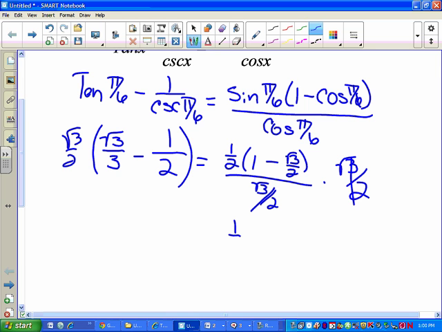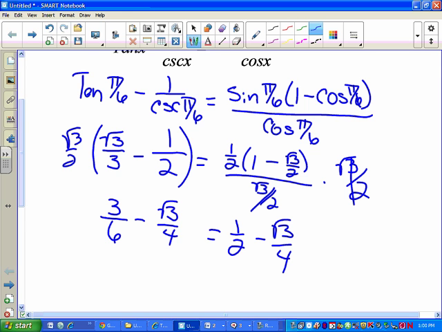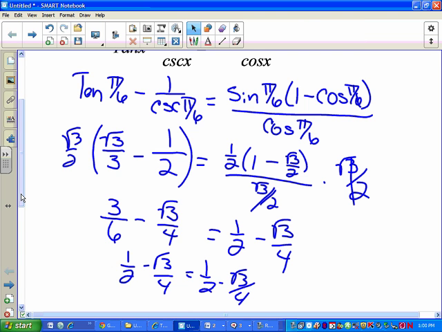You want to distribute? Let's distribute that 1/2. 1/2 minus the square root of 3 over 4 on that side. What happens over here? What is the square root of 3 times the square root of 3? 3 over 6 minus square root of 3 over 4. Do those equal? Yep, when I reduce that, 1/2 minus the square root of 3 over 4 equals 1/2 minus the square root of 3 over 4. Very good. We showed they were equal.